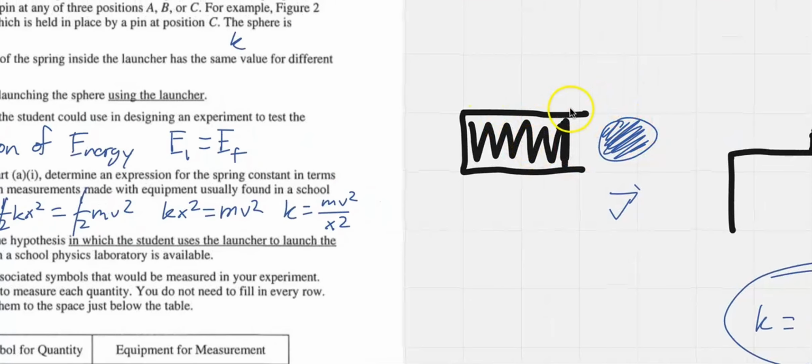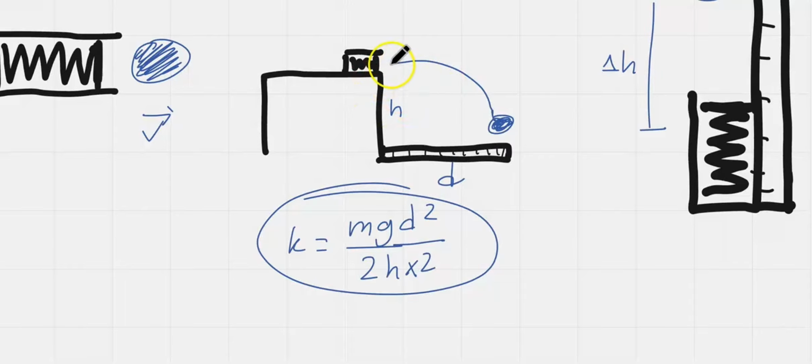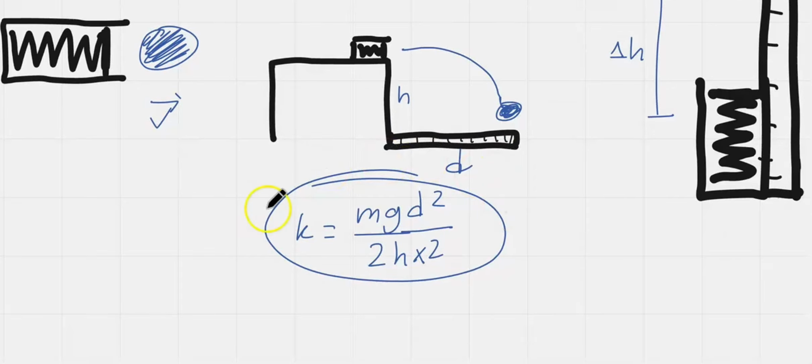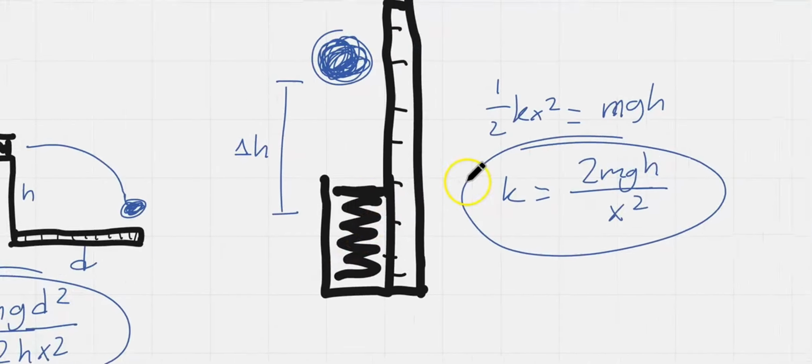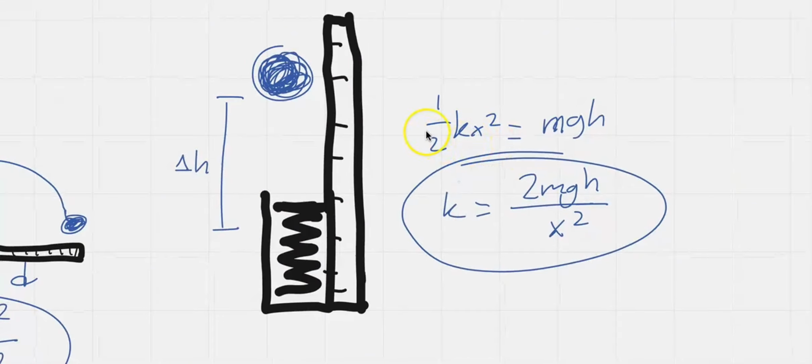So this would be the experiment where you just launch it horizontally and you find the velocity. So if you decided to launch it from a table, from a height, and find the displacement using kinematics, this would be your equation for K. Or if you launched it vertically and found the max height and made spring potential energy equal to the gravitational potential energy, this would be your equation here.